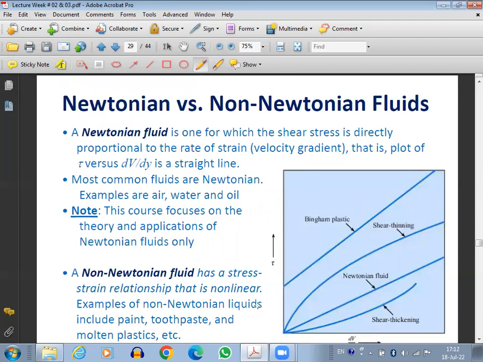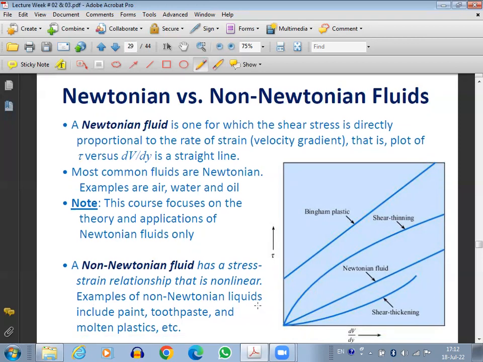Next is a physical concept of Newtonian versus non-Newtonian fluids. Did you study this concept before? I think you have studied it in chemistry before, most probably, or physics. It's a simple concept which says that if the stress is linearly proportional to the strain, then we call it a Newtonian fluid. If it is not linearly proportional, then we call it a non-Newtonian fluid.